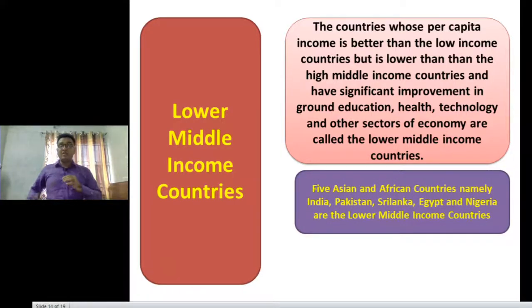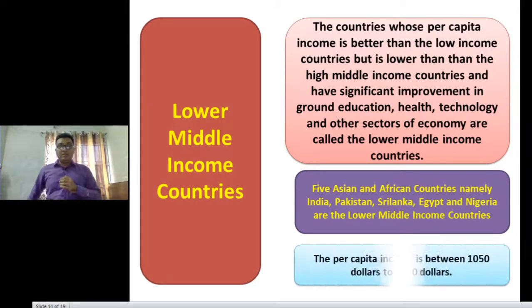Dear students, for example, we can say five Asian and African countries, namely India, Pakistan, Sri Lanka, Egypt, and Nigeria, are the lower middle income countries. The next information regarding the lower middle income countries is the per capita income is between $1,050 to $2,340. So that's all about the lower middle income countries.